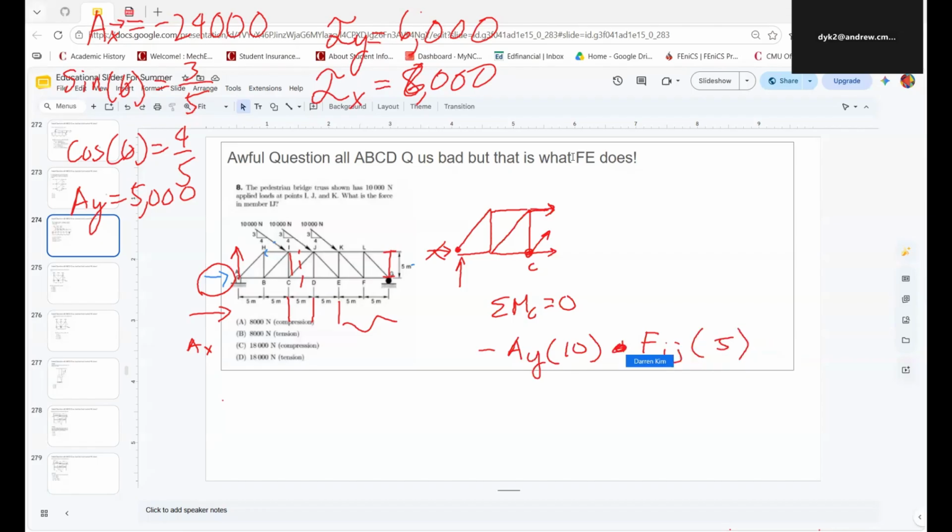Oh, we might actually be in the compressive zone. Compression equals 0. So in that case, I'm not sure if it is, Fij equals AY times 10 divided by 5. So it's definitely a very big number, multiplied by 10, divided by 5, which gives you none of the answers.